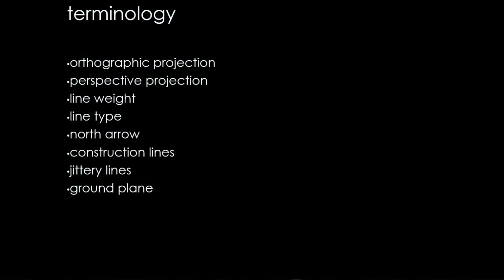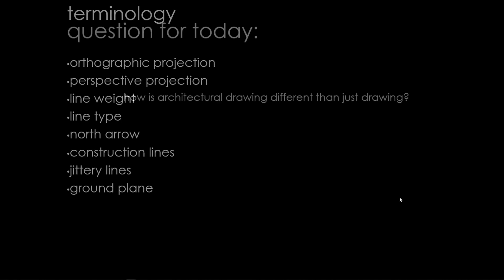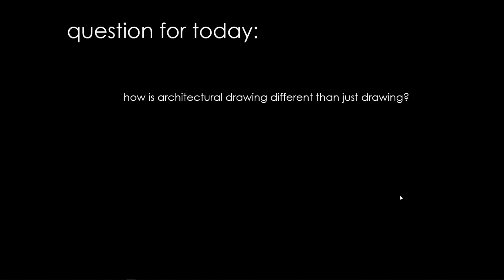Now, before we move on to actually drawing some floor plans, there's a couple of words that I want you to note as you watch the next video or classroom demonstration. Some we've already talked about: orthographic projection, perspective projection, and then line weights and line types. There's a few other words that we're going to learn, including north arrow, construction lines, jittery lines, and the ground plane. And the big thing that I think I'd like you to figure out is, how is architectural drawing different than just drawing, sketching? I want you to ponder that as we go ahead and do some plans.